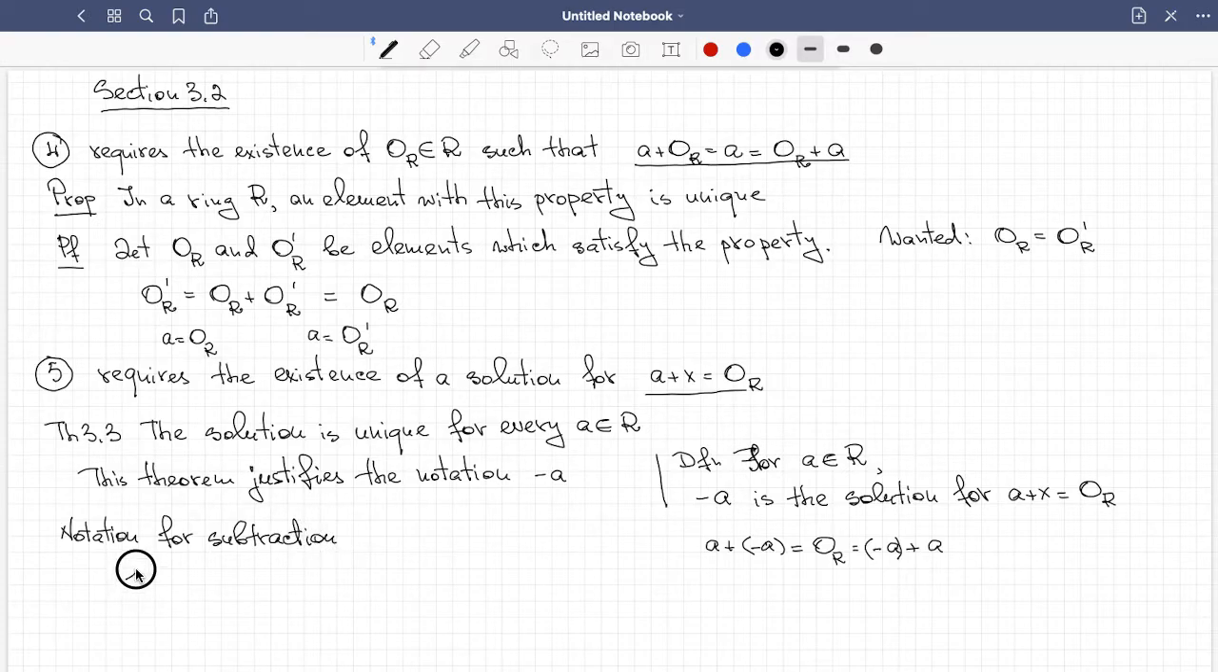What is B minus A? By definition, this is just notation and nothing else. This is B plus the element negative A. Negative A is the solution of this equation. In this way, we've got subtraction in every ring. And this is the way to obtain subtraction, yet another operation coming from addition.